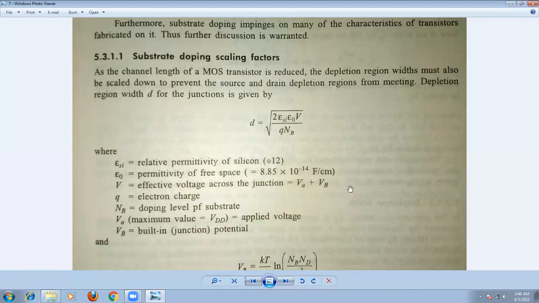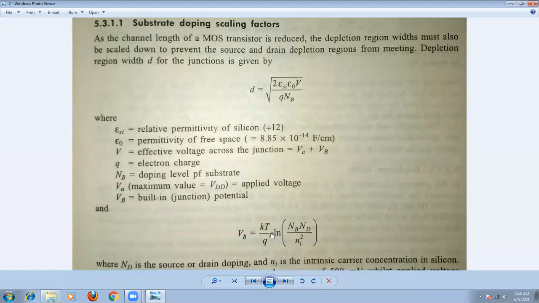What is the built-in potential? Basically, it depends upon KT by Q, natural logarithm of the doping ratio. In the case of a PN junction, we have P material and N material, so we considered Na Nd by Ni squared. But here we are using the substrate doping level, so Nb we can consider as the bulk material. If it is an N channel, it becomes Nd, and Na means acceptor, since the substrate is a P-type material. If it is a P-type transistor, then this becomes Nb and this becomes Na. There is a difference.